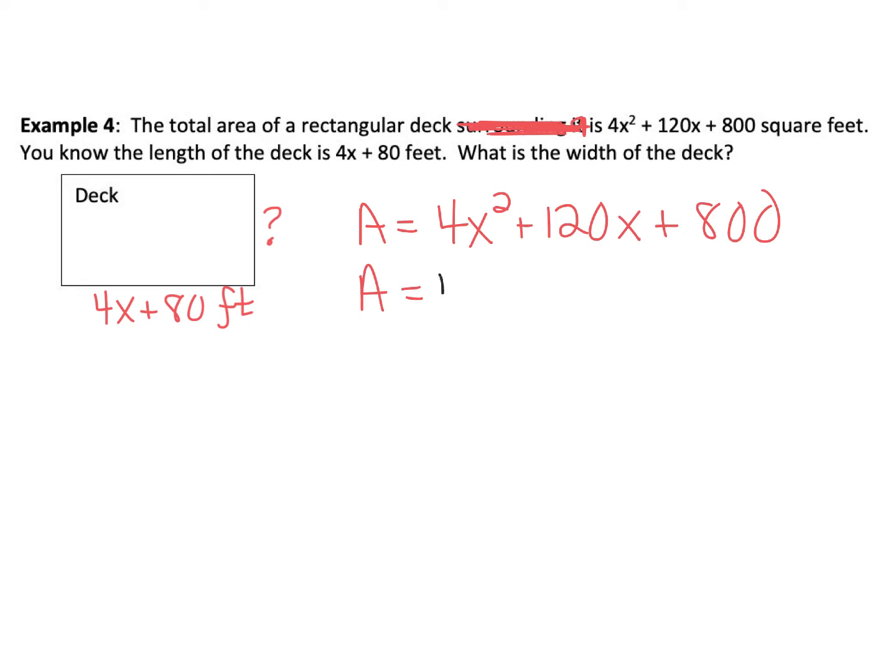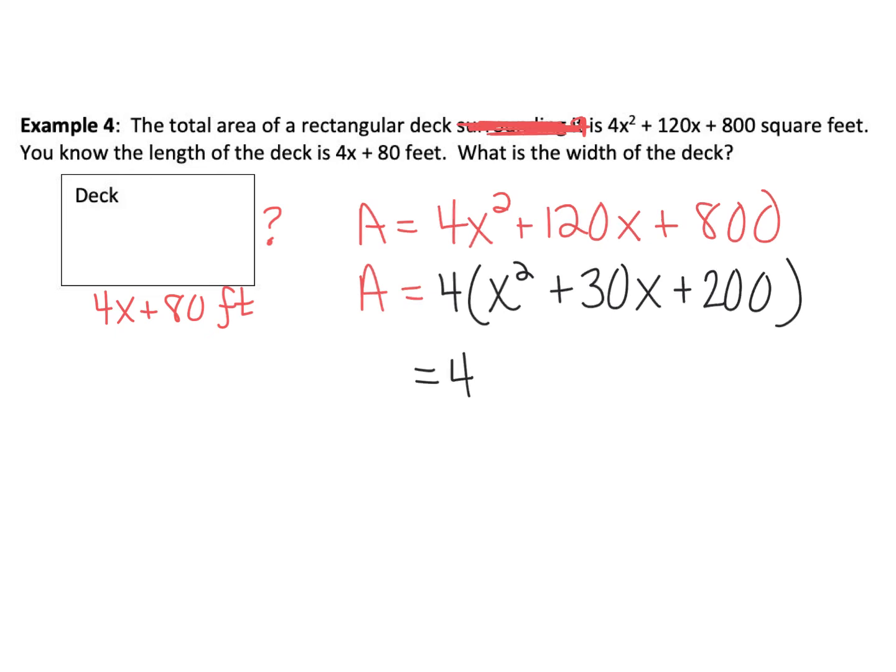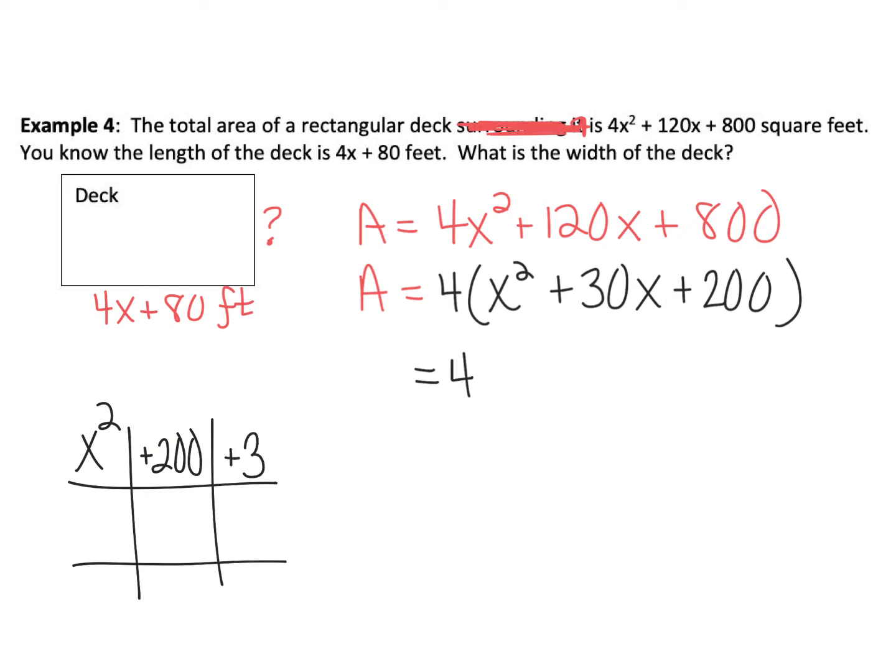So again, I start by factoring out my GCF, which would be 4. Gives me x squared plus 30x plus 200. And now I'm going to try to factor using tic-tac-toe. That's my preferred method. If you know a different factoring method, feel free to use it. Okay, so factors of x squared, factors of 200, and I need them then to add to positive 30.